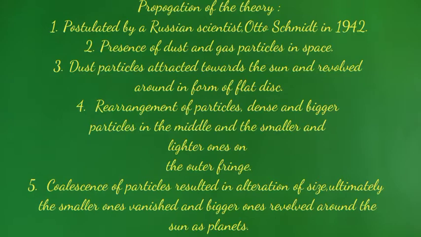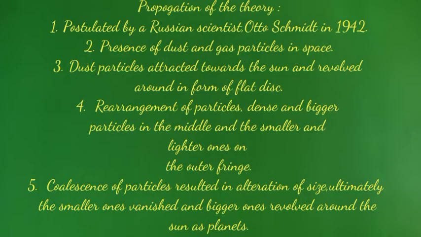According to the theory, there was a presence of dust and ice particles, mostly in gaseous form, which had their own angular momentum. And these dust particles were attracted towards the sun because of its electromagnetic force. And these particles started revolving around the sun in the form of a disk.